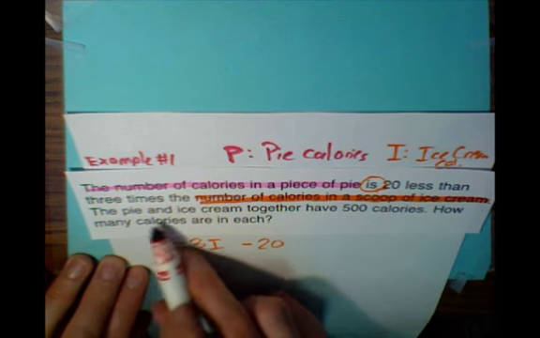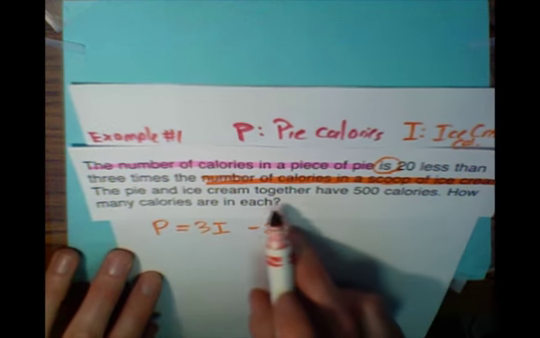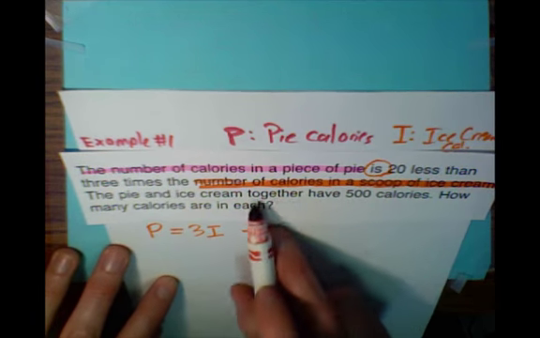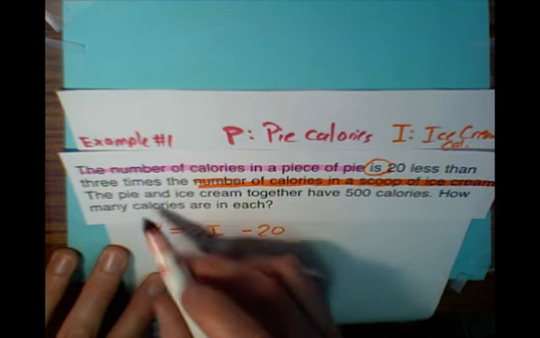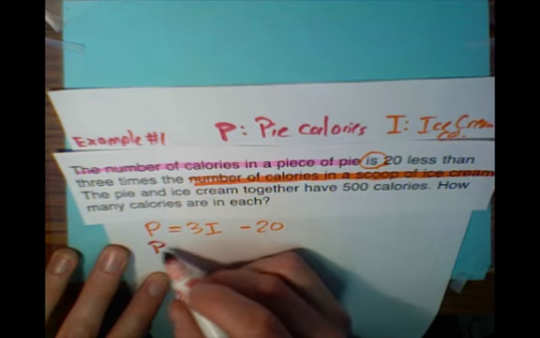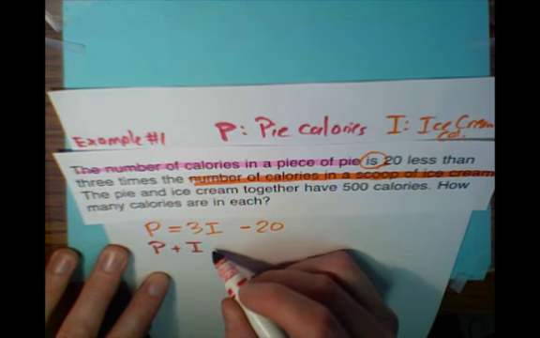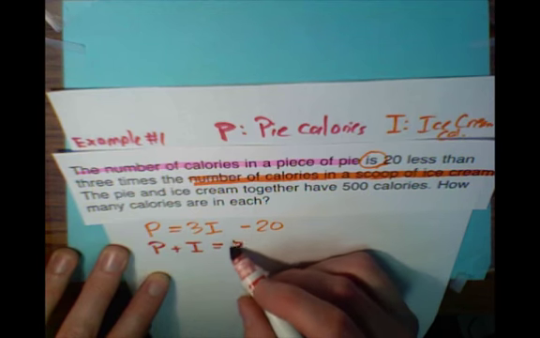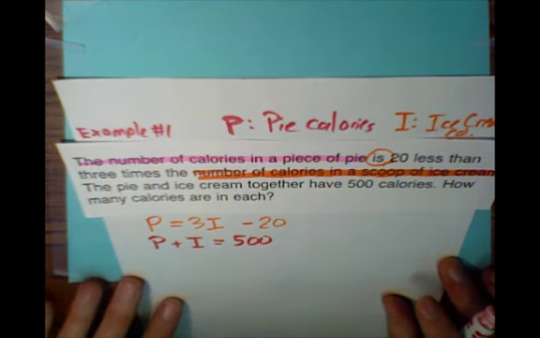Our next equation will be the pie and the ice cream together have 500 calories. When they say together in a problem like this, they really mean to add. Calories in pie plus calories in the ice cream together have 500 calories, so P plus I equals 500.